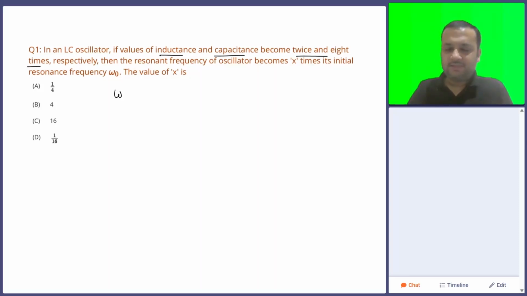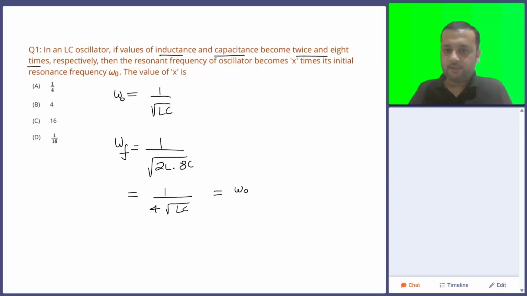We know that resonant frequency is given by 1 by under root of LC. So if the initial resonant frequency was 1 by under root of LC, the final resonant frequency will be 1 by under root of new inductance, which has become 2L, into new capacitance, which has become 8 times C. So you get 16, and under root of 16 is 4, which comes out, and you get omega naught by 4. So the answer will be 1 by 4.